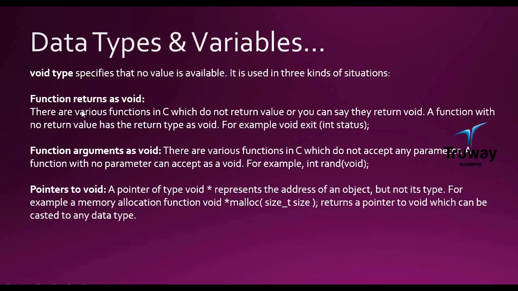So, function returns as void. As we know, in C language we are only dealing with functions. We use functions for creating modules. When we create functions, I can mention that the return type of the function is void. That is one of the types applicable for a function, and it indicates that the function is not returning any value.